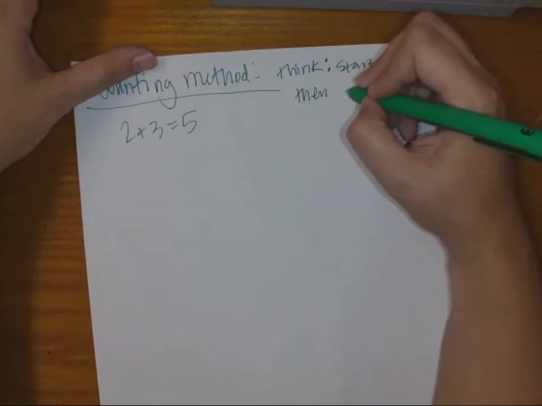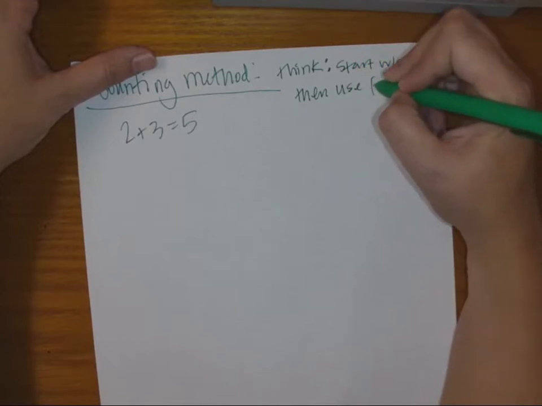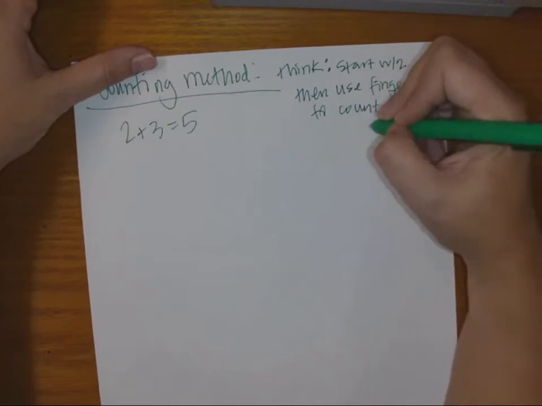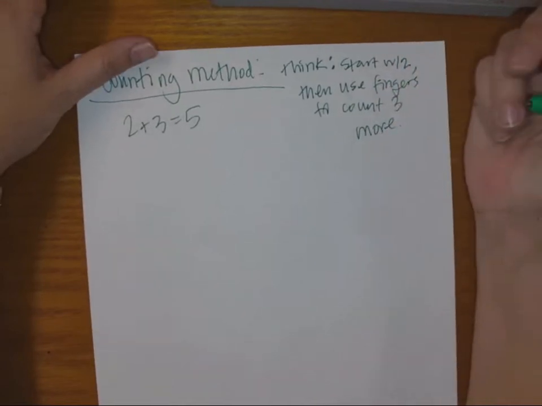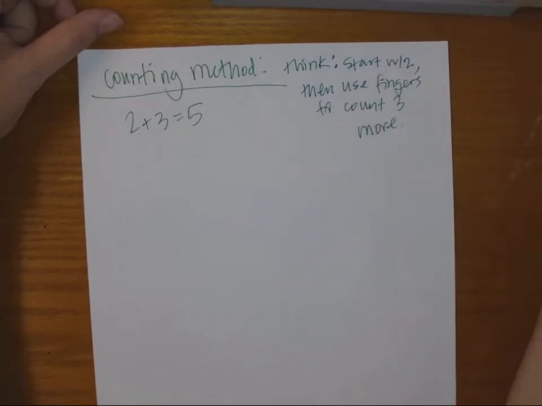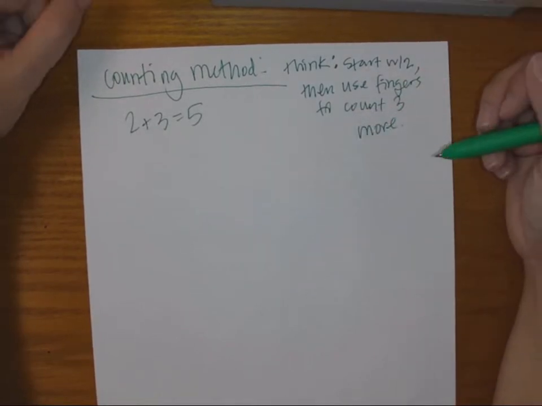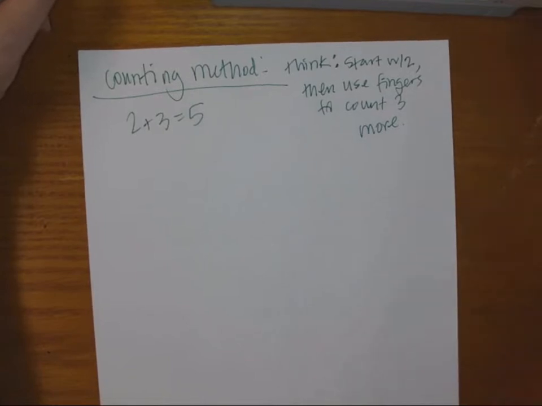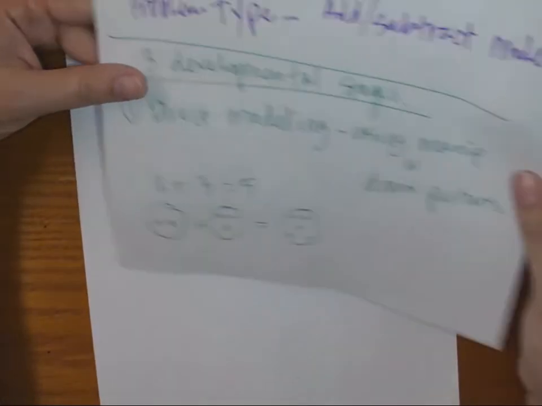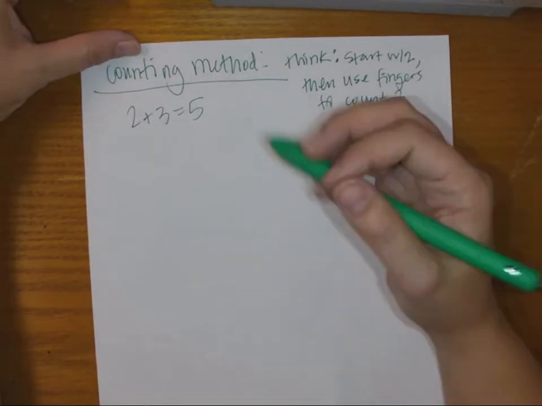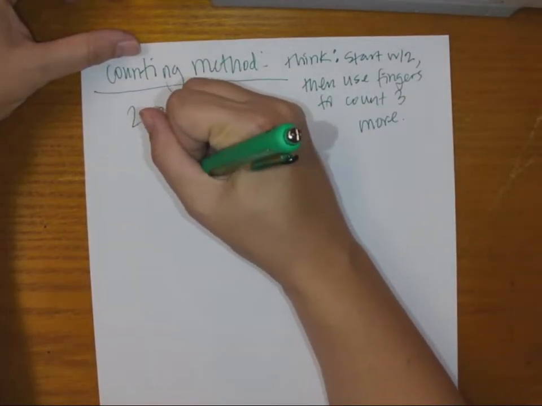Then use your fingers or use whatever to count 3 more. This is actually a huge jump from the one before. Students in kindergarten usually aren't ready to start at this. They're still at the direct modeling stage. And so more than likely, you're going to have students, depending on what grade level you're planning on teaching, but if you're planning on doing early grade levels, part of your work is getting from the direct model to the counting method.